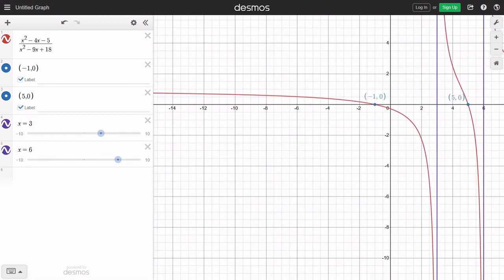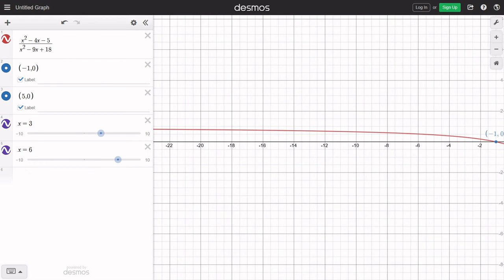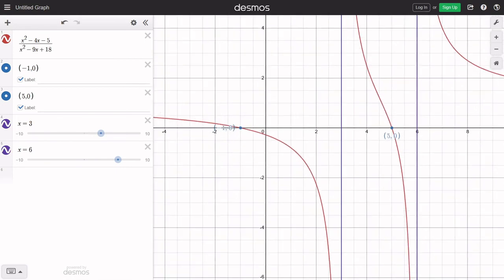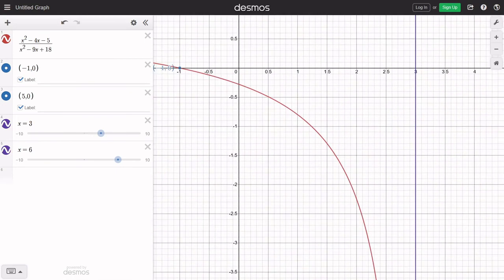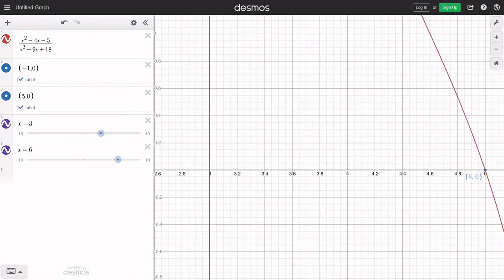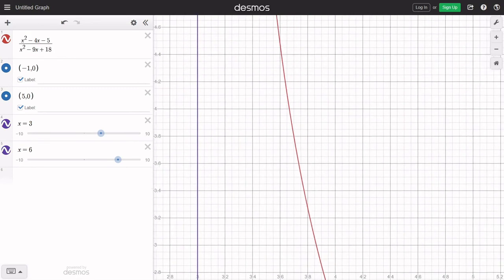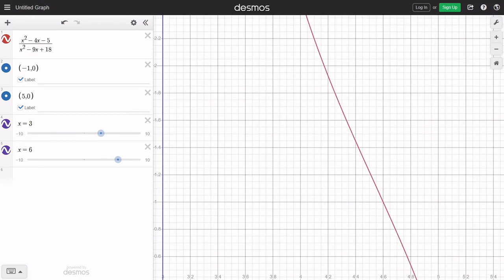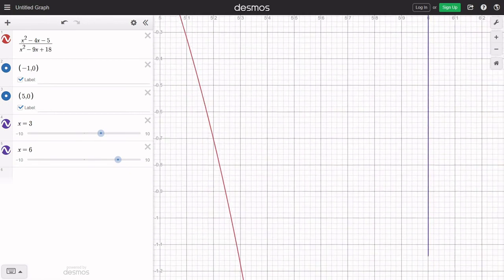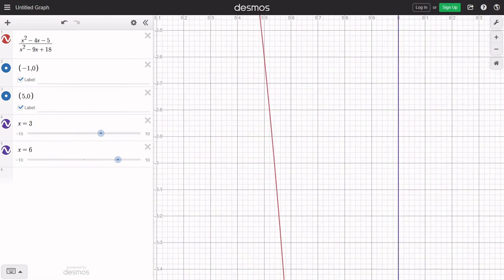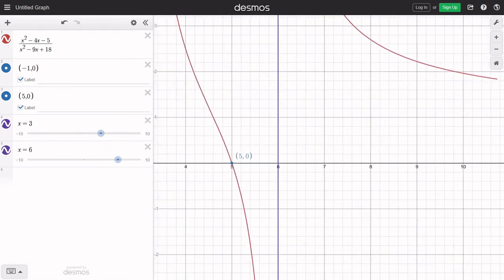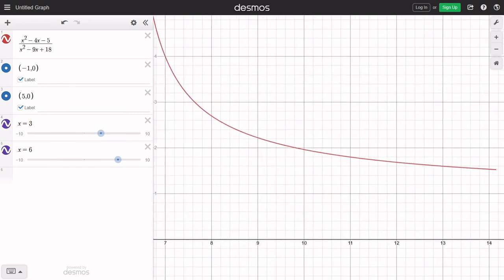And you can see from -infinity to -1, the function is positive. From -1 to 3, the function is always negative down here. Then from 3 to 5, the function is always positive, just asymptotes upwards. From 5 to 6, very small interval here, this just goes all the way down to -infinity. And finally, from 6 on up, the function is always positive.